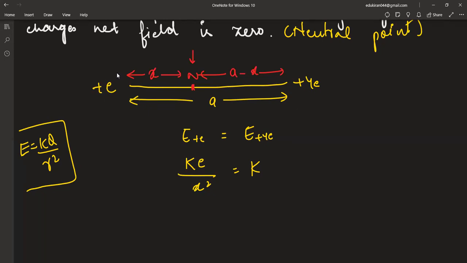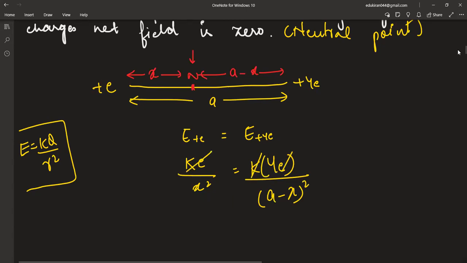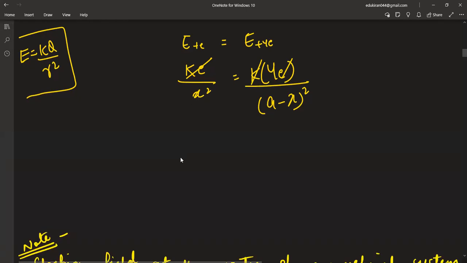See the way here the charge was plus E. These are the two charges which are present. So this will become 4E, and the separation is A minus X. So it will become A minus X whole square. So KE will get cancelled. Let's take the root because these are squares. So that becomes 1 by X is equal to 2 by A minus X. So let's cross multiply. A minus X will be equal to 2X. A will be equal to 3X.